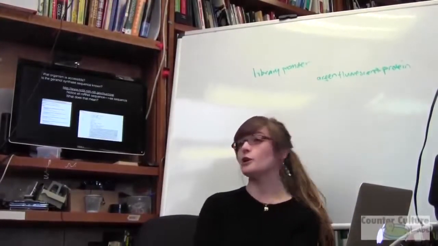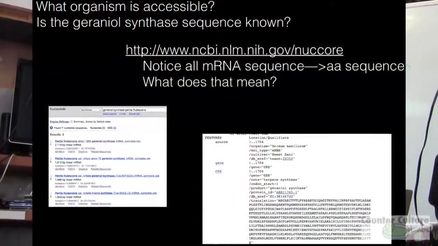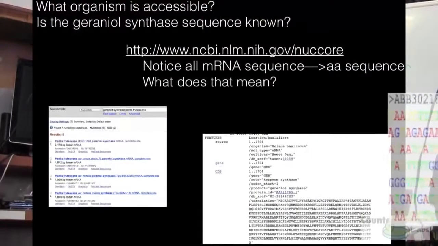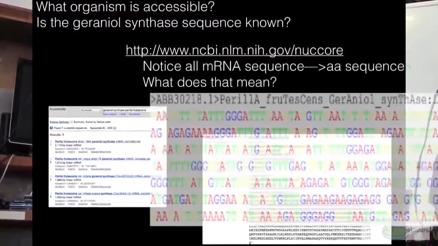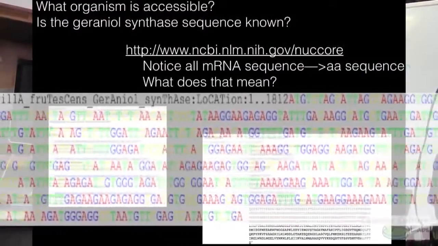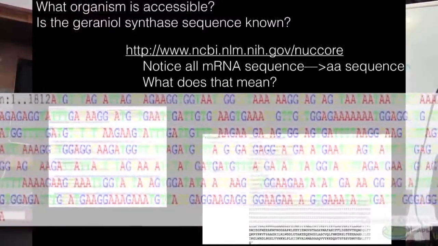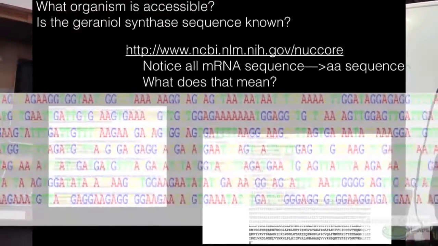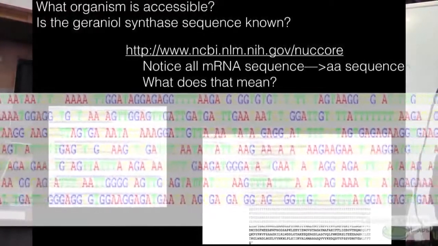So, one thing to consider is what organism is available. Are you going to be going after an evergreen tree? That seems not as likely as you being able to get your hands on some corn or mint. But what organism is accessible, and is the geraniol synthase sequence known? Why would you need to know the sequence information? What would be the best case scenario for you to get geraniol synthase out of an organism and move it over? Cut and paste.